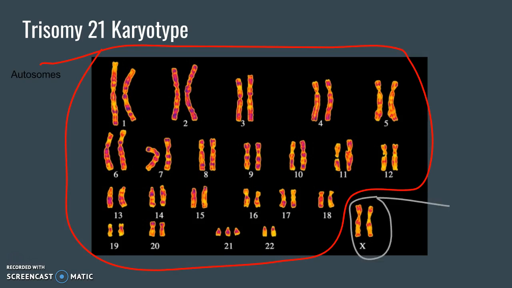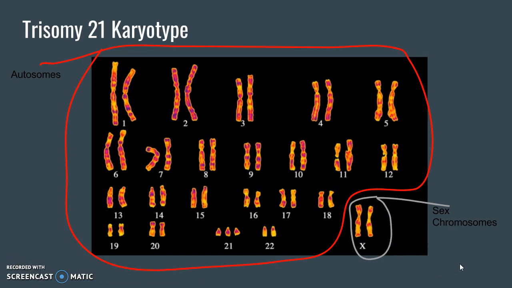And this one all by itself over here, this pair by itself, this is known as our sex chromosomes. So we have a lot more autosomes than we have sex chromosomes. And this person here has two X chromosomes, so they would be a female. If we had an X and a Y, which is much smaller, then it would be a male.